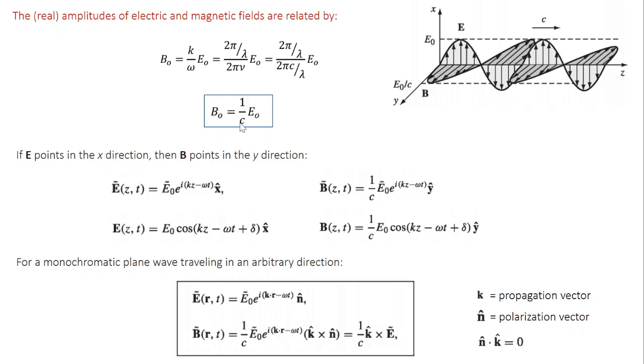You know the value of c. This is 3 into 10 to the power 8 meter per second, which is a very high value. So you are dividing the electric field strength with such a high value. Consequently, the strength of magnetic field is very low compared to electric field. That's the reason why whenever we talk about any of the characteristics of light waves or any of the processes involving light waves, we always discuss in terms of electric field and not the magnetic field.